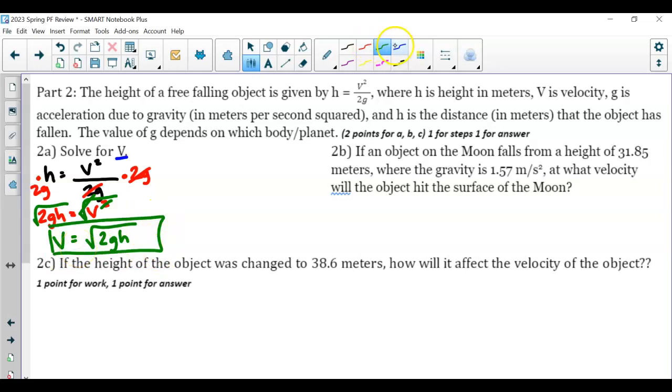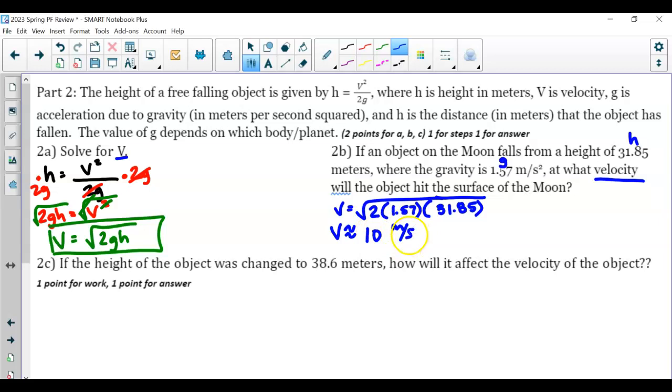So now in 2b, it's asking what is the velocity. So we're going to use this formula given our height, so h, 31.85 meters, and gravity, so g, 1.57 meters per second squared. So here we've got v is equal to the square root of 2 times g, which is 1.57, times h, which here is 31.85. So now notice you just got to put all that in the calculator, and the velocity is going to be approximately 10 meters per second.